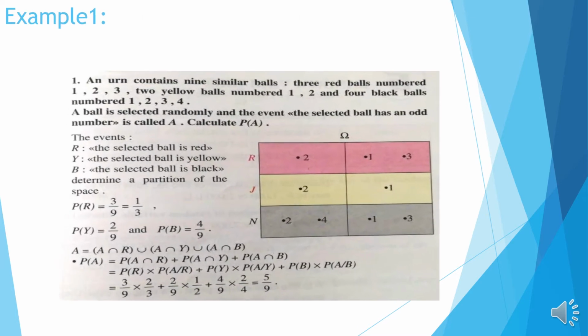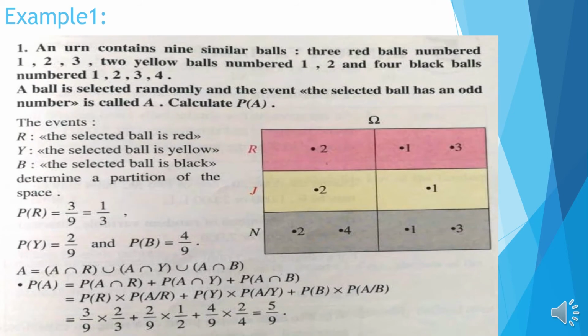Example. An urn contains 9 similar balls. 3 red balls numbered 1, 2, 3. 2 yellow balls numbered 1, 2, and 4. Black balls numbered 1 to 4. A ball is selected at random and the selected ball has an odd number, called A. Calculate the probability of A.